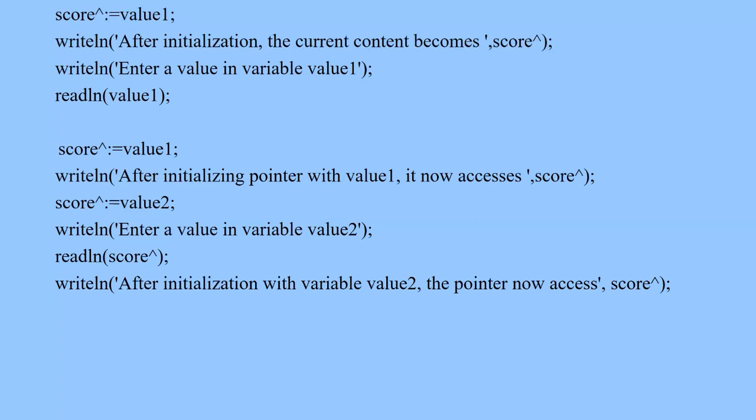After initialization with variable value 2, the pointer now accesses. So we output the content of the memory location which is currently being pointed to by score. Remember, score currently contains the memory address of the variable value 2. And therefore, whatever is contained in that memory address is what will be displayed. Then we pause on the screen. Remember, this statement is for pausing the screen, allowing the user to read the output, and then we end our program.